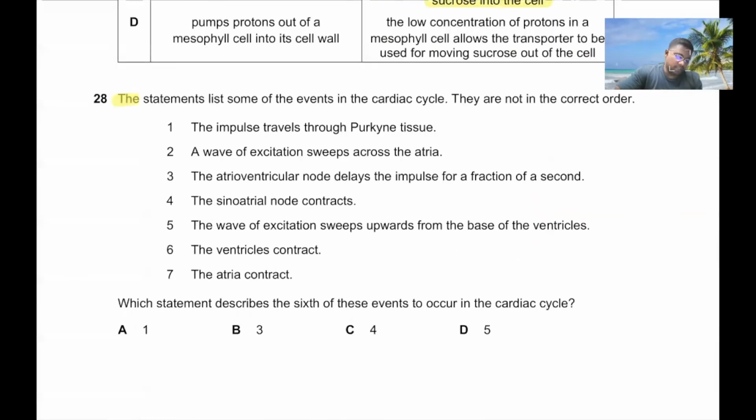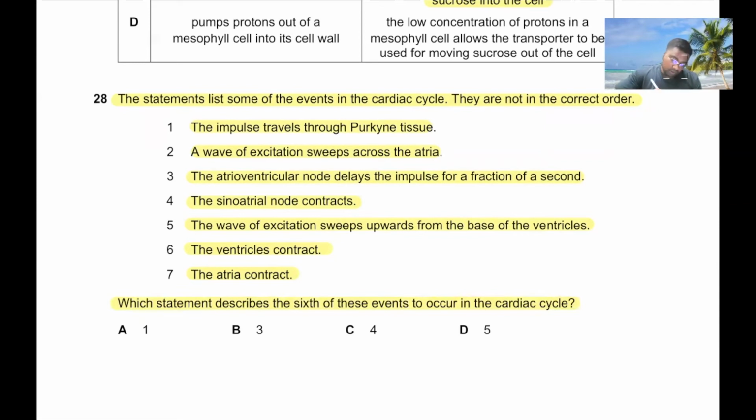Question number 28. The statements list some of the events in the cardiac cycle. They are not in the correct order. The impulse travels to Purkinje tissue. A wave of excitation sweeps across atria. The atrioventricular node delays the impulse for a fraction of a second. The sinoatrial node contracts. The wave of excitation sweeps upward from the base of the ventricles. The ventricles contract, the atria contract. Which statement describes the sixth event to occur in the cardiac cycle?